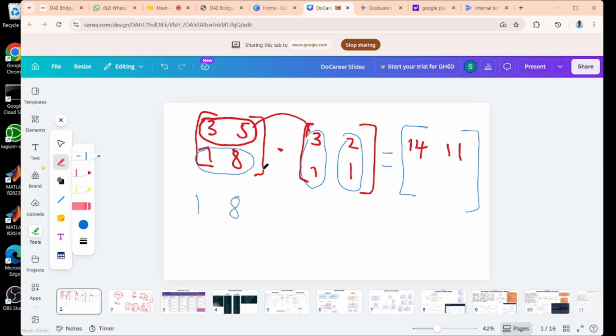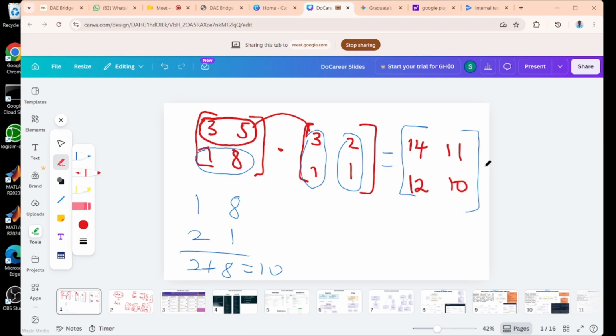But to find this element, I need to bring the first column of the second matrix. That's 3, 1. So if I do that, that's 1 times 3, that's 3, plus 8 times 1, that's 8, so giving me 11. So the bottom here is 11. So I'm going to do the same thing and then multiply. So that will be 2, 1 at the bottom here, right? 1 times 2 is 2, plus 8 times 1 is 8. The answer is 10. So here, therefore, this place is 10.